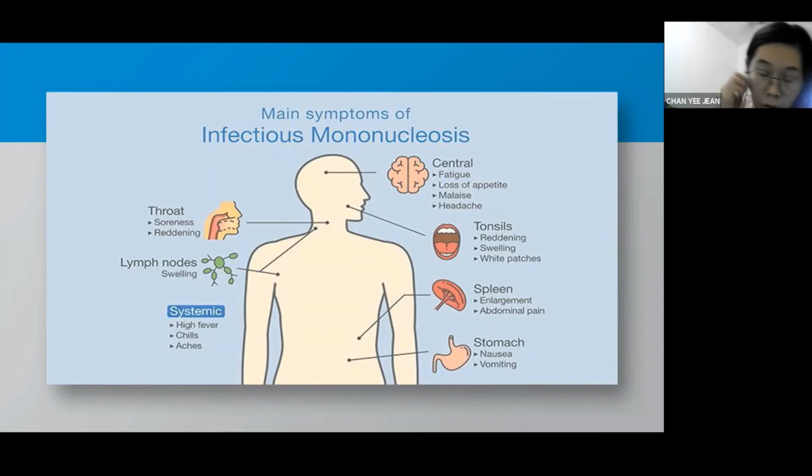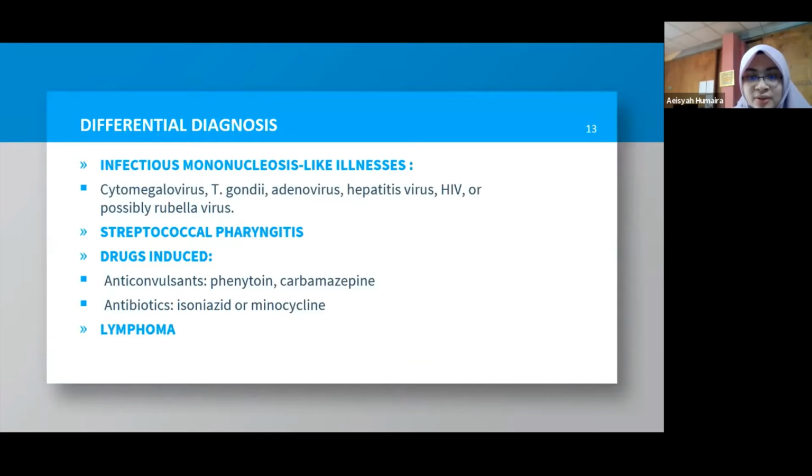Okay, continue. So after that is differential diagnosis. The first is infectious mononucleosis-like illness, which can be caused by cytomegalovirus, Toxoplasma gondii, adenovirus, hepatitis virus, HIV, or possibly rubella virus. For cytomegalovirus and HIV, it's almost not possible to differentiate them clinically from infectious mononucleosis, so we need to do diagnostic testing to differentiate between them.